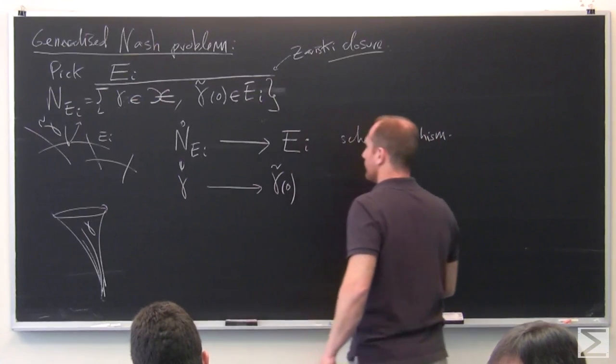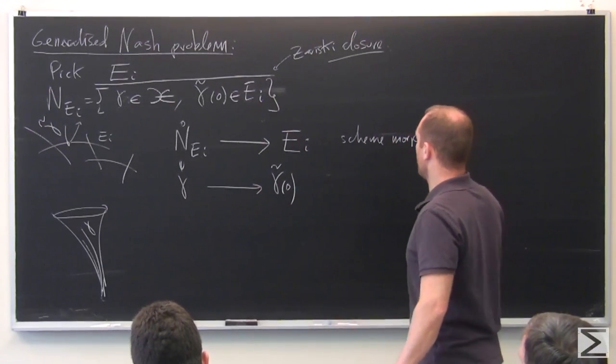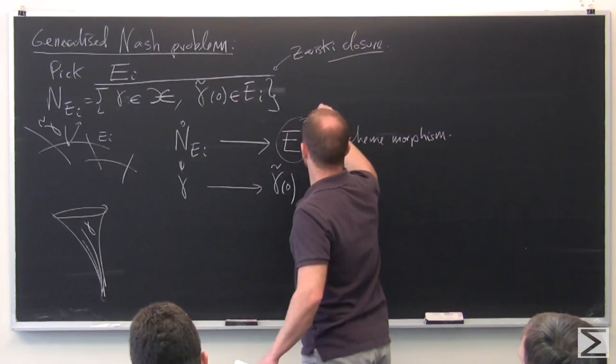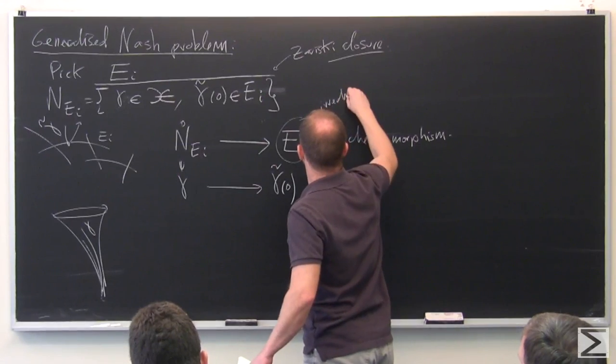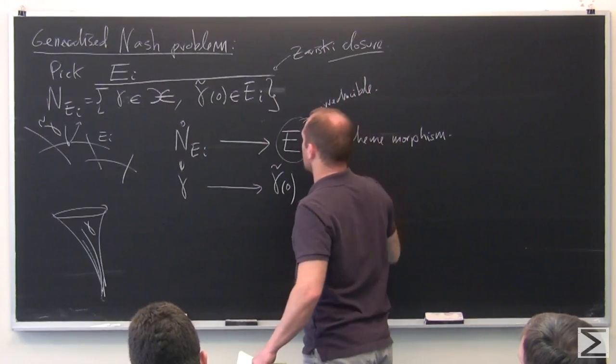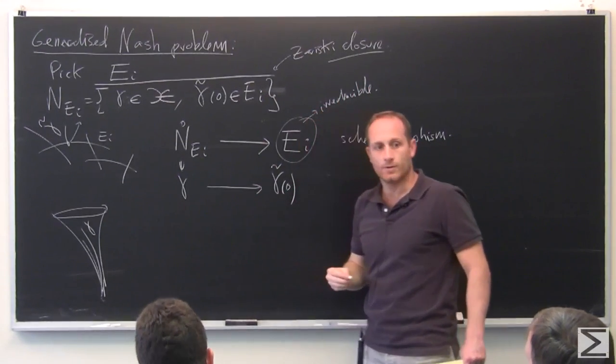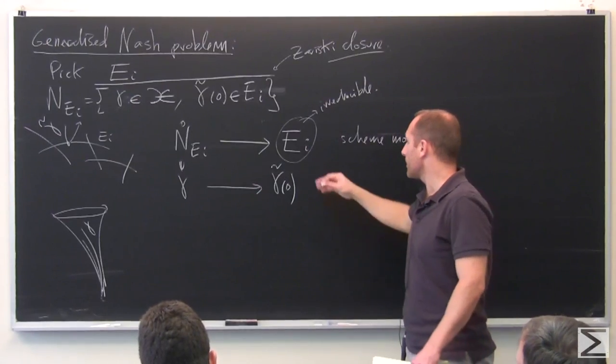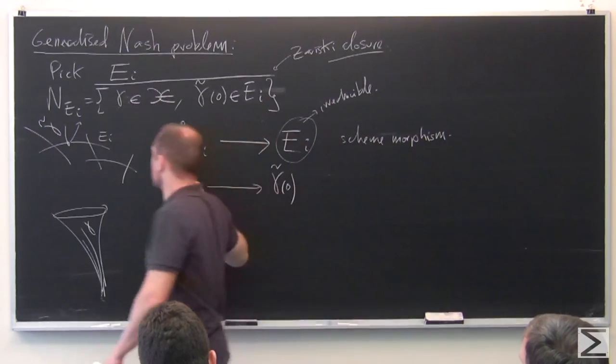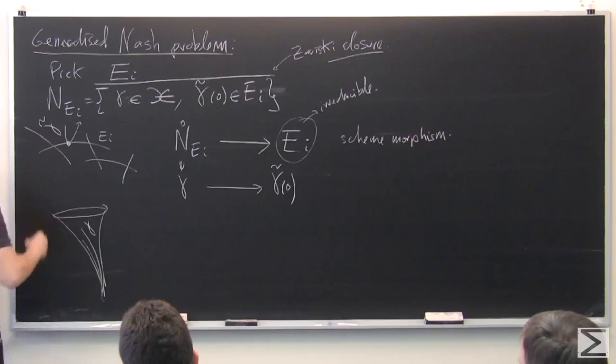I'm not checking this. This is a scheme morphism. And this guy is irreducible. So let's look at what is the fiber of this morphism. The fibers of this morphism are the set of arcs whose lifting goes through a single point.